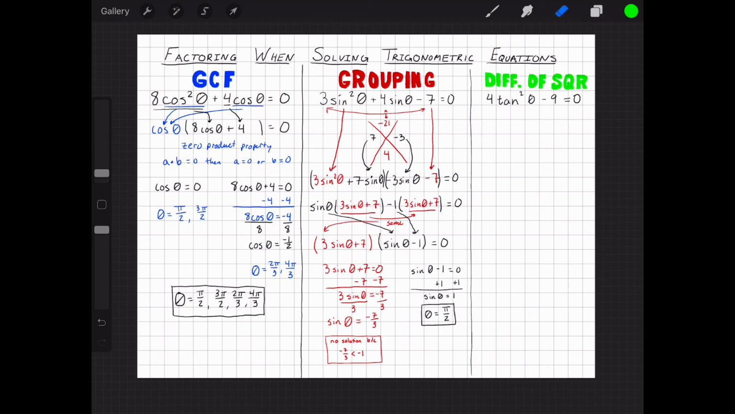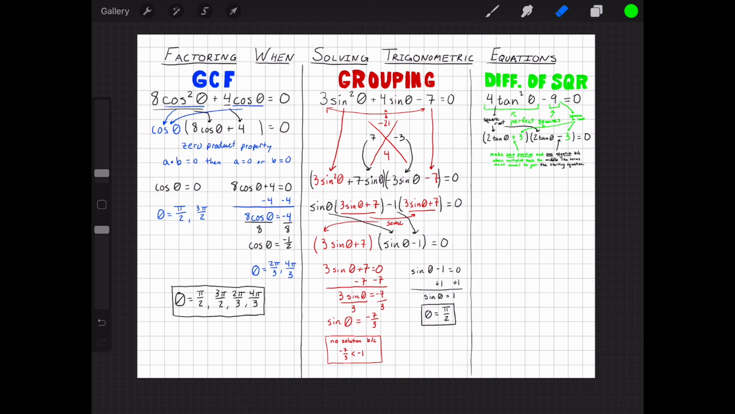The third example is talking about difference of squares. This one's special in that the terms on the outside are perfect squares. So if you square root these, when you're putting them in parentheses, the first term goes in the first spot of both parentheses, which in this case is 2 tangent of theta. And then the square root of 9 is 3, and you put that in the second spot of the parentheses.